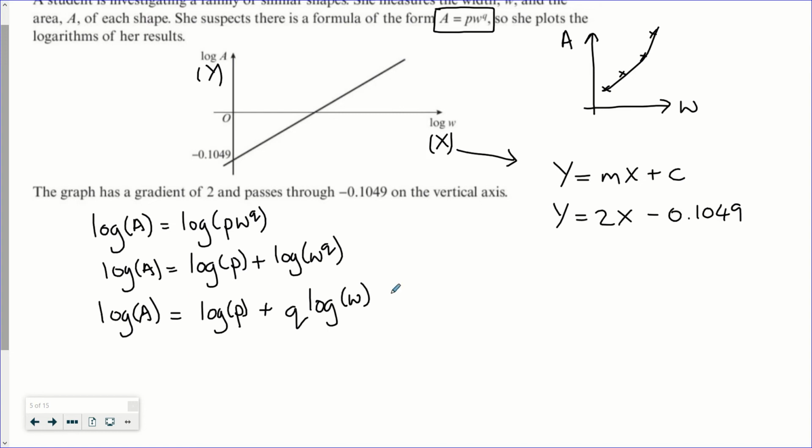We want to compare these two equations, but we can't at the moment because it hasn't got A and W in it. So we're going to replace y with log A. So we actually know that log A equals 2 times, now x is log W, minus 0.1049.